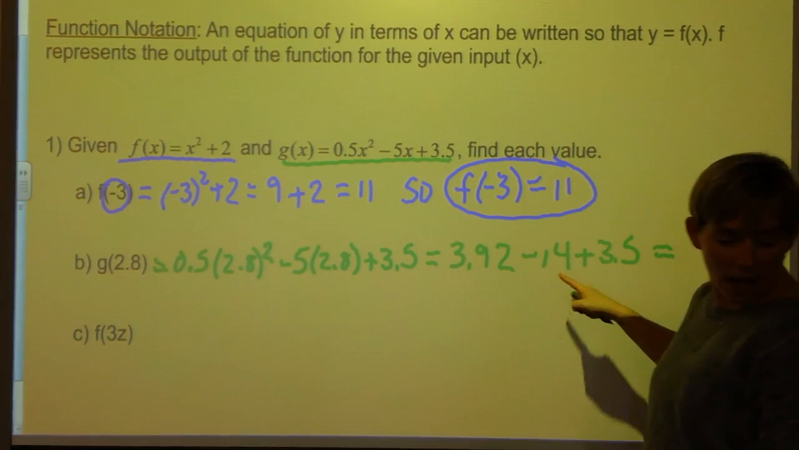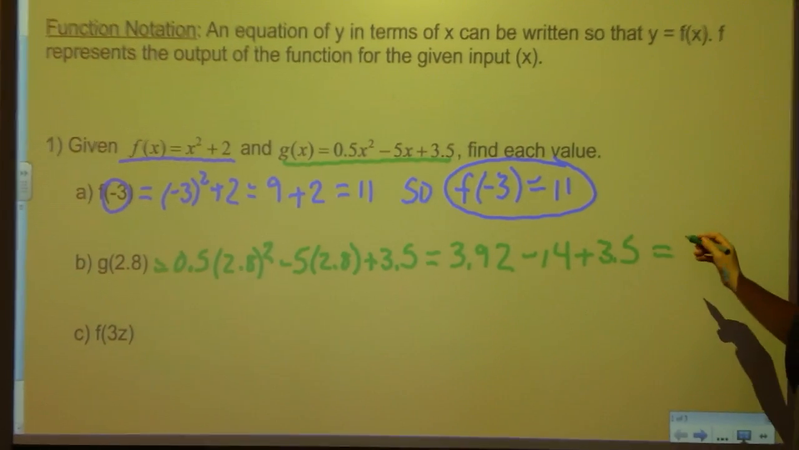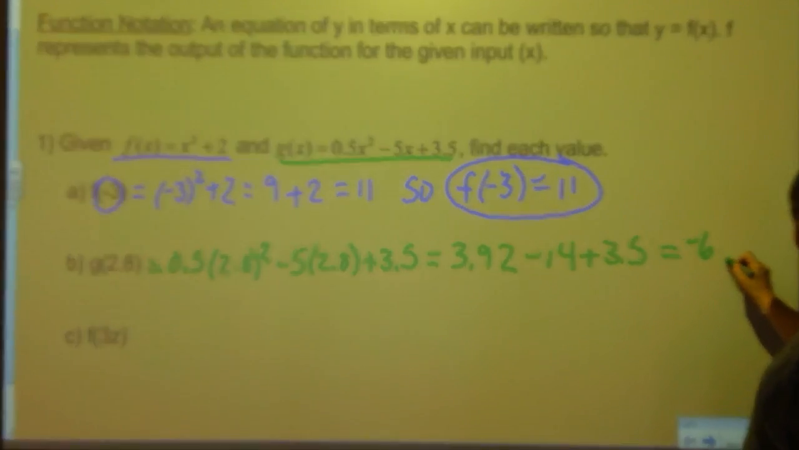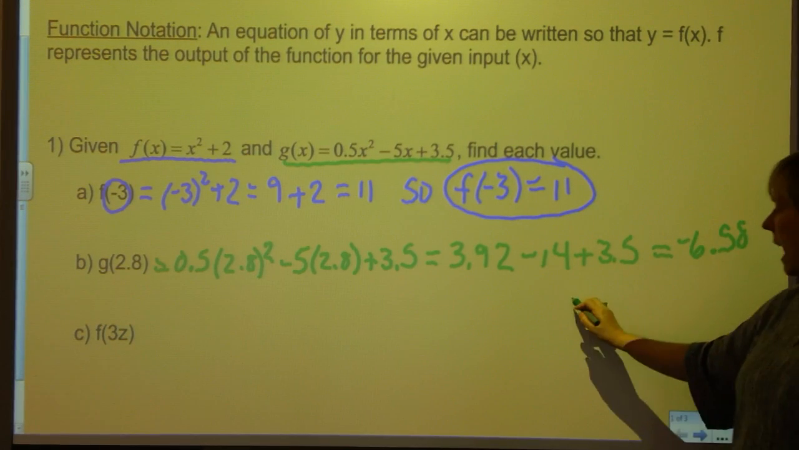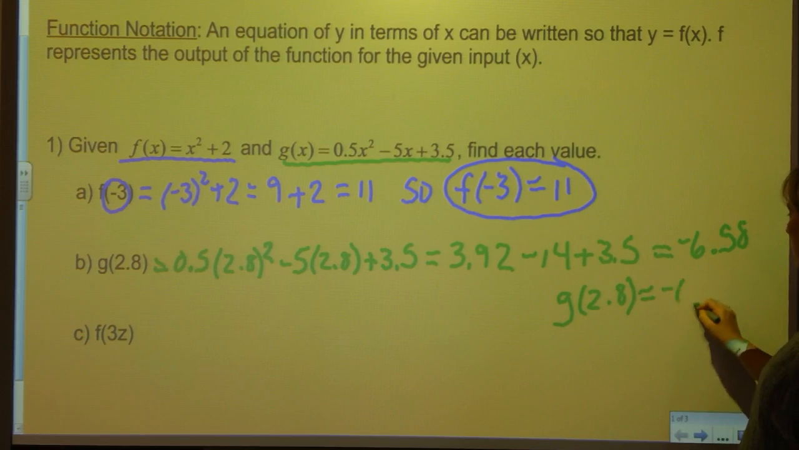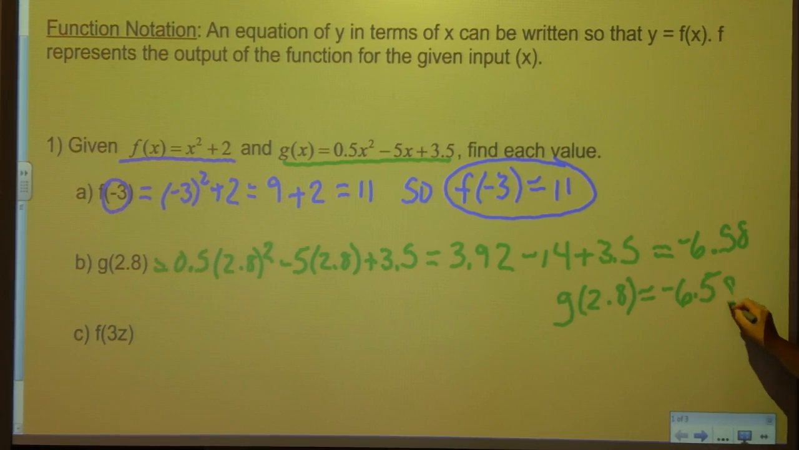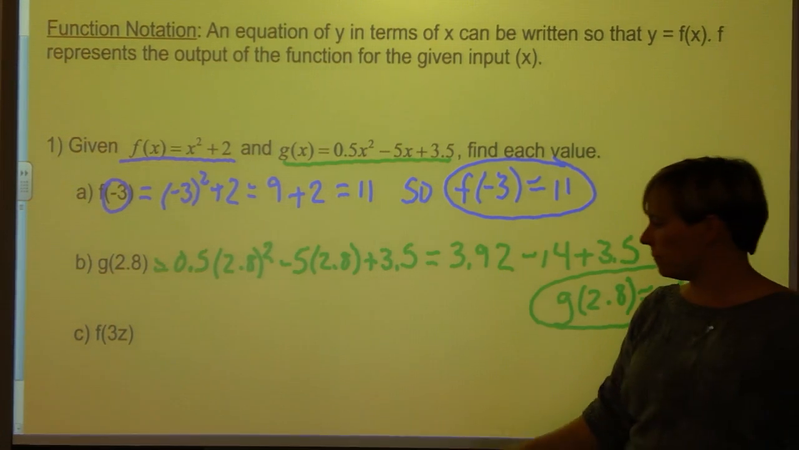Simplify this here, and I'm going to say that my function of 2.8 is equal to negative 6.58. So again, g of 2.8 equals negative 6.58. That would be my answer. Again, it's just a shorthand notation.